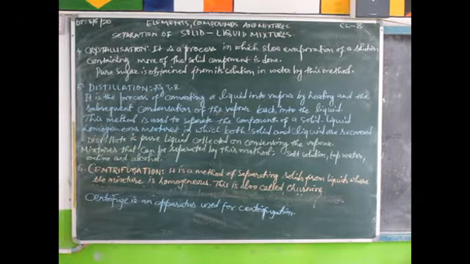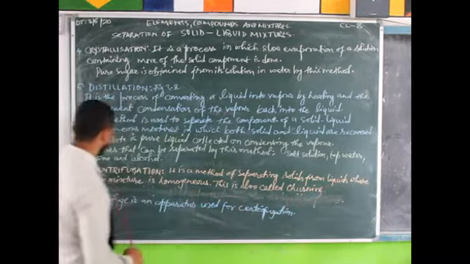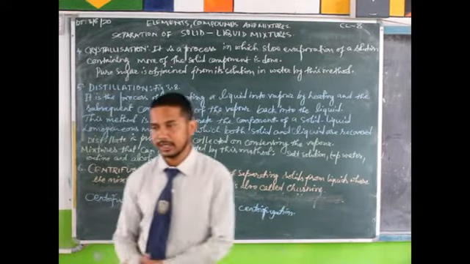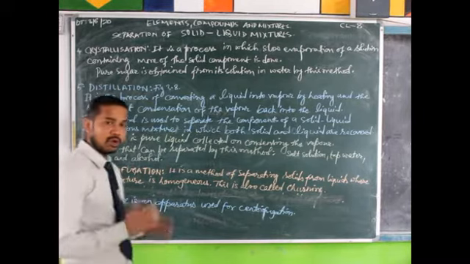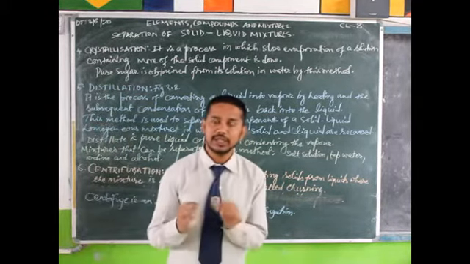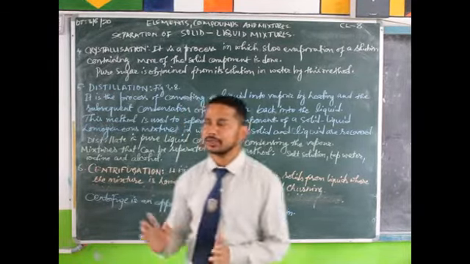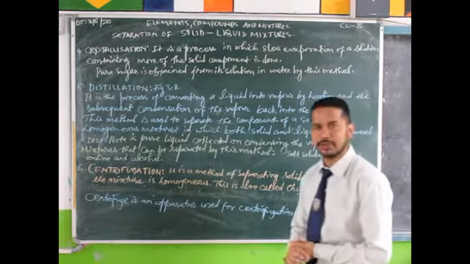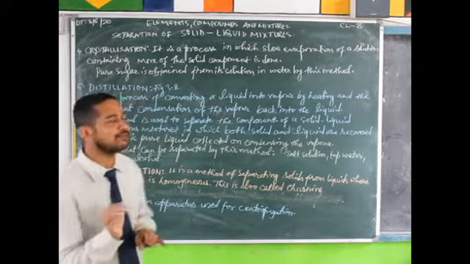Now centrifugation. Centrifugation is a method of separating solids from liquids where the mixture is homogeneous. This is also called churning. Now, this centrifugation works on a principle. And what is the principle? The solid particles must have different densities. That means here solids should have different densities. Then only centrifugation can be used. Solid particles that are to be separated should have different densities.